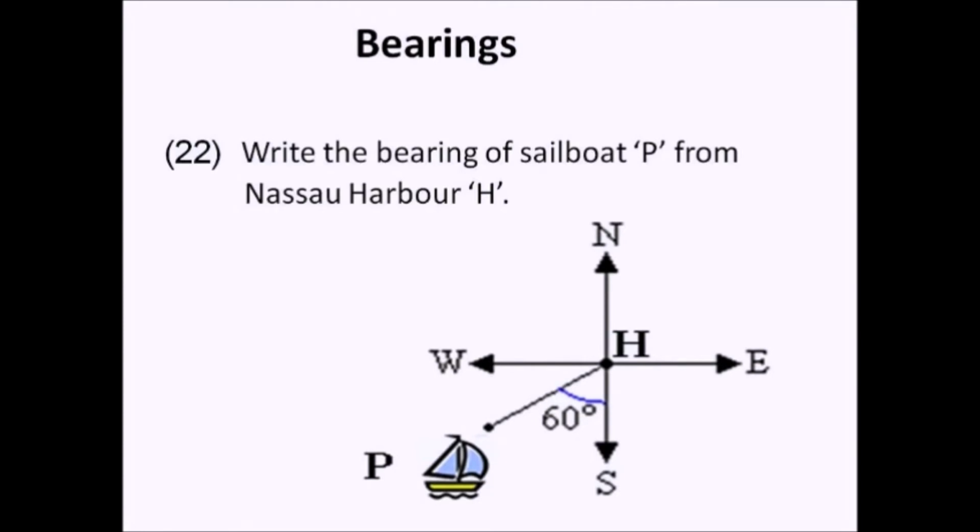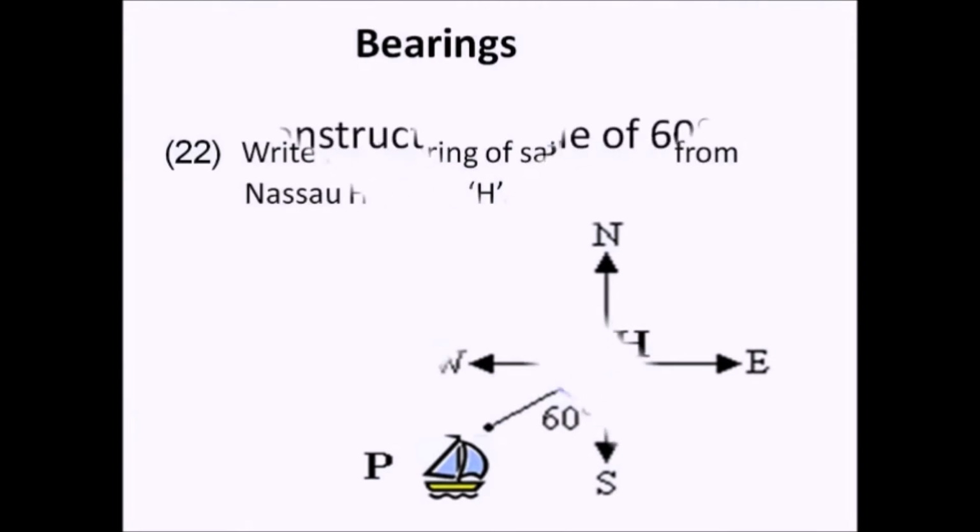22. Write the bearing of sailboat P from Nassau Harbor H. One simple calculation and you will have your answer. Bearing, you need to know how to do it. I will not tell you what you have to do for this. It's something very simple. Once you learn it, then you're straight for any bearing question. Get an answer, put it in. Add 2 numbers. That's the bearing.